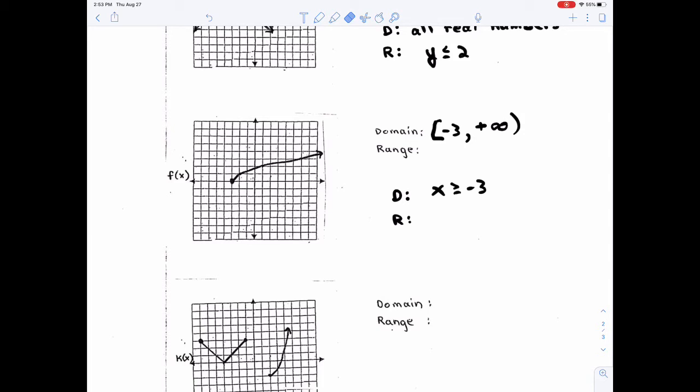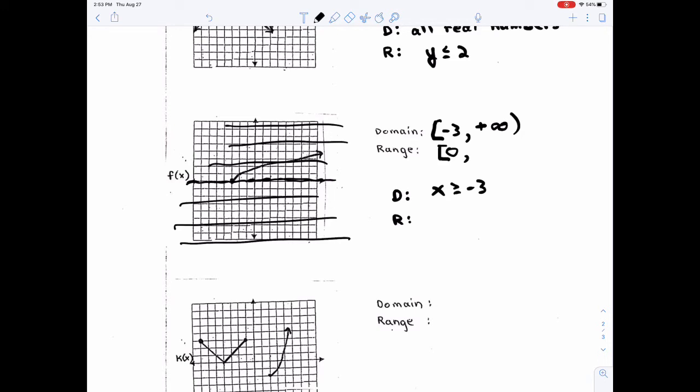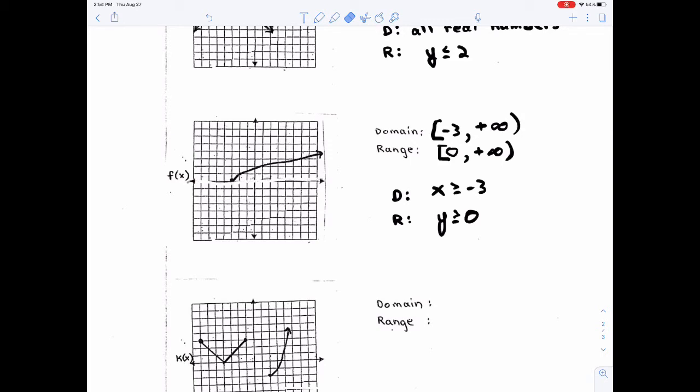Okay, so let's go for the range. Again, you're going to start on the bottom and go up. Not touching it, not touching it. Okay, right there, finally, we're touching it. So what's that at? That's at 0, including 0. And then still touching it because this graph is going up, so it goes to positive infinity. Or we'd say y is greater than or equal to 0. And again, if you have a question, ask me.